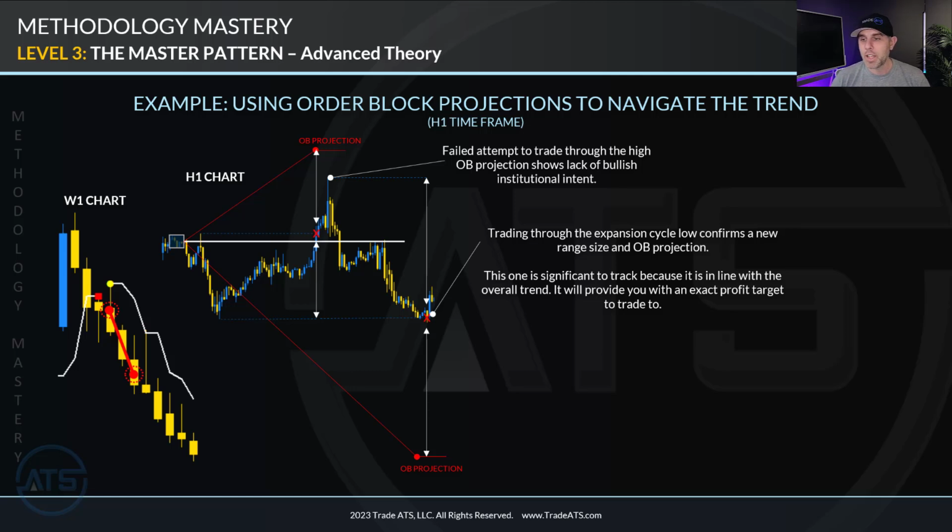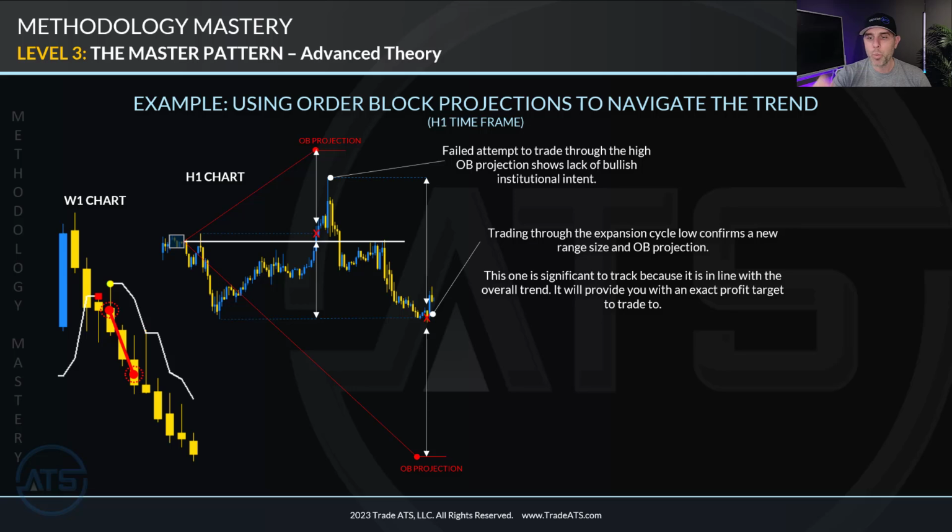Trading through the expansion cycle low confirms a new range size and order block projection. This one is significant to track because it is in line with the overall trend. It will provide you with an exact profit target to trade to. Remember, the weekly is bearish. We have already established that. So we have a directional bias to the downside. So we're getting a lot of clues here. It's not hitting that upper order block projection. That's significant, and we really don't want it to because we want to see that the market is still in line with the higher time frame money flow. This clearly shows us that.